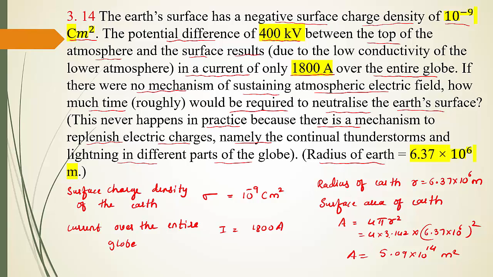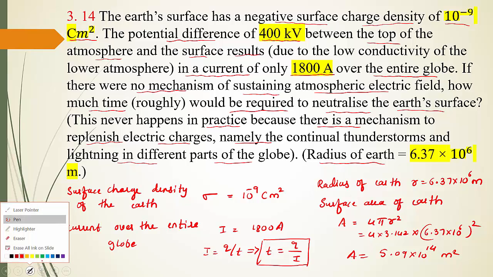Now we can find the time taken to neutralize the Earth's surface. So we have the equation for current, I equal to Q by T. We want the T value, so the equation becomes T equal to Q divided by I. So this equation we can use to find the time interval. The I value is already given, 1800 ampere, but we don't know the value of Q. So first we have to find the value of Q, then we can easily find the time interval.